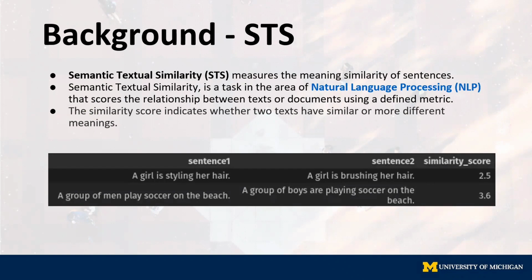As we can see in the example here, for the first pair, a girl is styling her hair and a girl is brushing her hair, the similarity score is 2.5. Whereas for the second example, a group of men play soccer on the beach and a group of boys playing soccer on the beach, the similarity score is greater than the previous one, which is 3.6, as the two sentences are almost completely similar, with the difference being just men and boys. So they seem to be more similar.